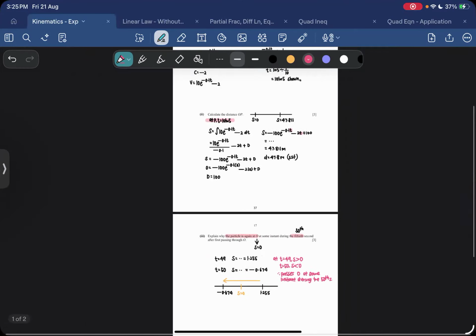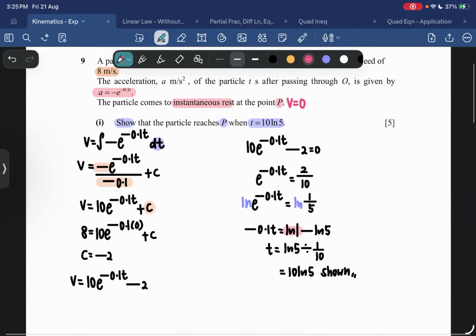All you need to know is that exponential and kinematics is quite typical. So make sure you know how to differentiate and integrate exponential properly. If you want it in exact form, then you have to leave it in terms of ln.